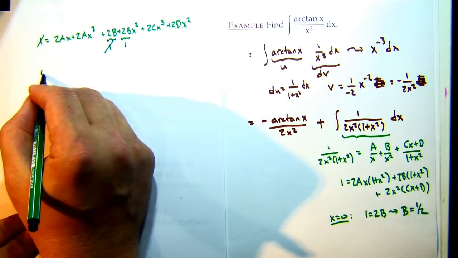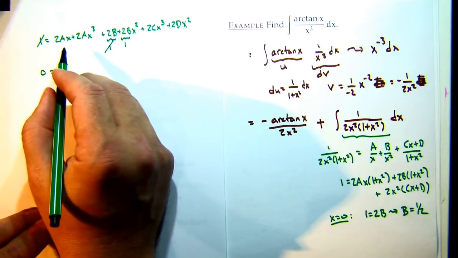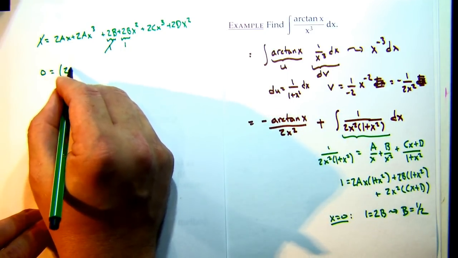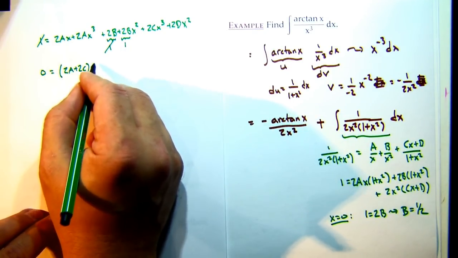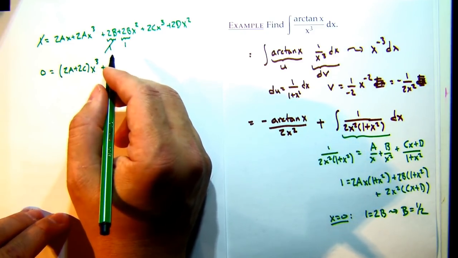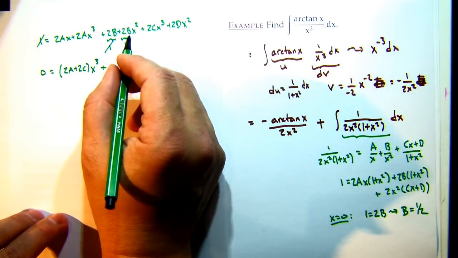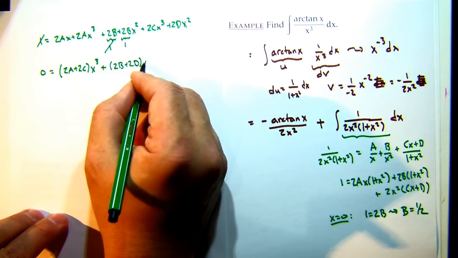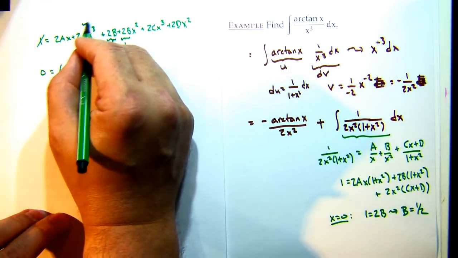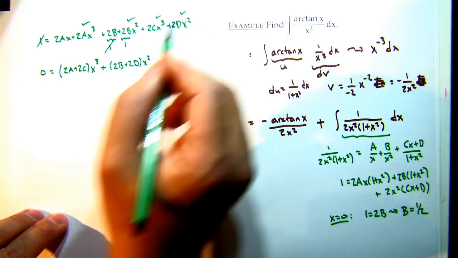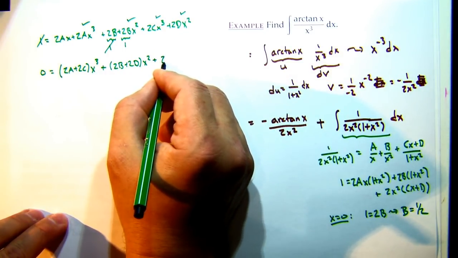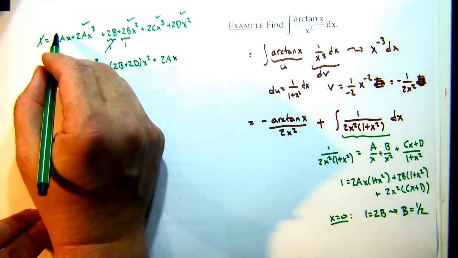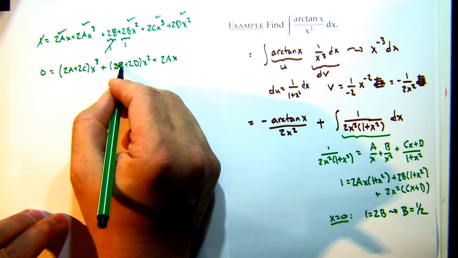And so I get that 0 is equal to, now let's gather the coefficients. We'll start with the highest power. So there's an x cubed and an x cubed. So 2a plus 2c times x cubed. Then plus, where are my x squareds? Well, there's an x squared and an x squared. So I have 2b plus 2d times x squared. All right, so let's just check what we've gathered so far. And then plus 2a times x. Okay, good. And I should have said 2b is 1.